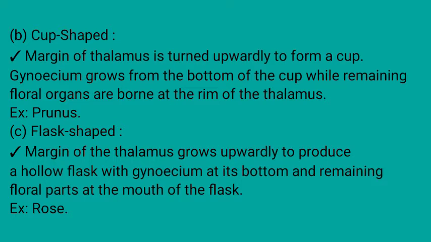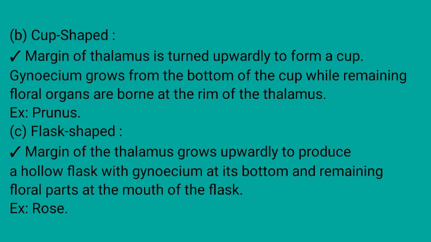Margin of the thalamus is turned upwardly to form a cup. Gynoecium grows from the bottom of this cup, while remaining other floral organs are borne at the rim of the thalamus. Example: Prunus. Third type, flask-shaped. Margin of the thalamus grows upwardly to produce a hollow flask with gynoecium at its bottom and remaining floral parts at the mouth of the flask.